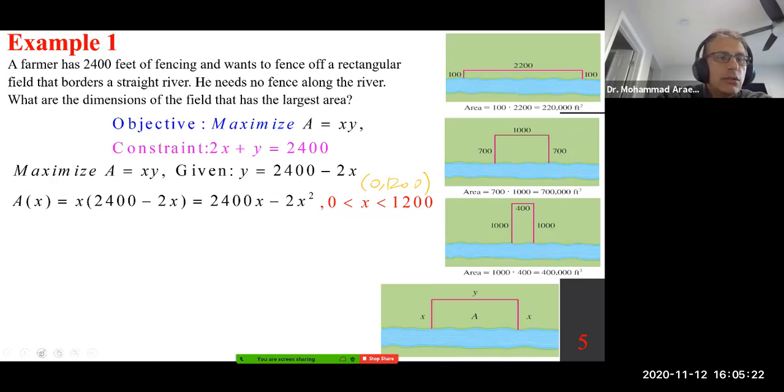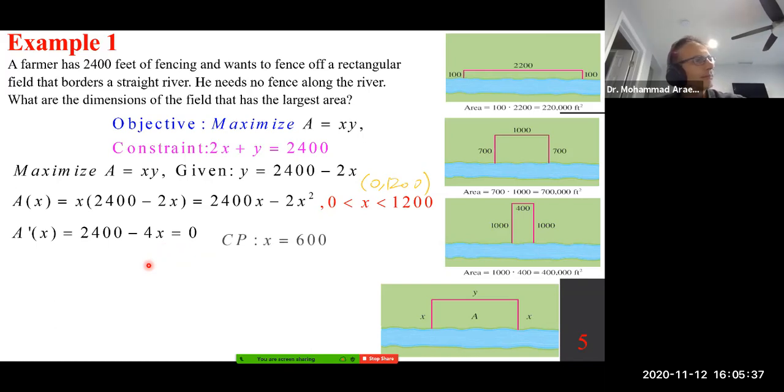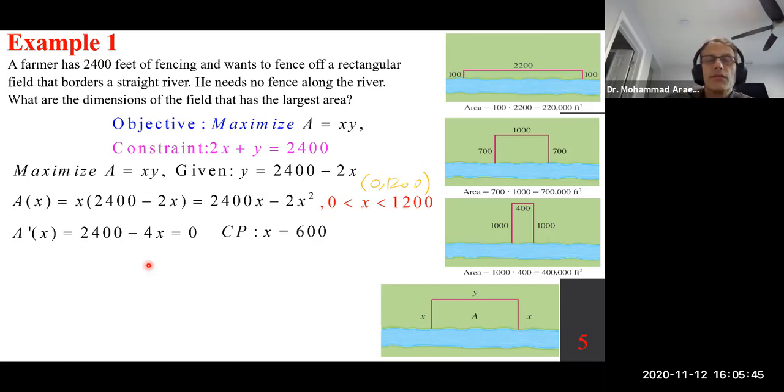And do look for the critical point by differentiation. So if we differentiate this, we get 2,400 minus 4x. We set it equal to 0 to find the critical point. x becomes 600. We have a choice, the first or the second derivative test. I'm going to show you both.